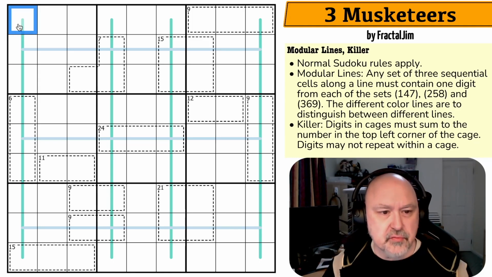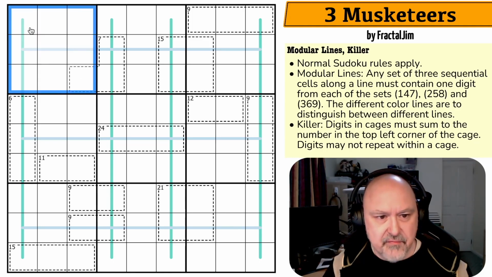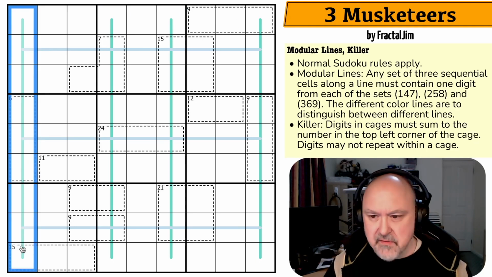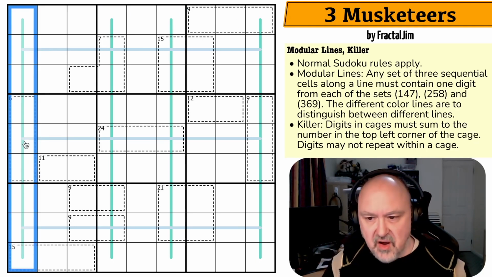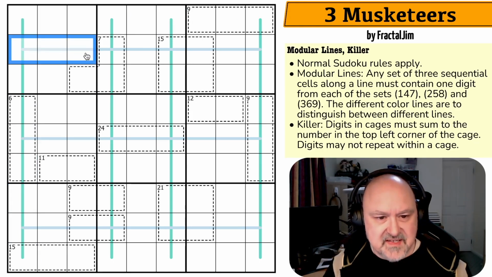We have normal Sudoku rules apply. So in every box, in every row, and in every column, we have to place the digits 1 to 9 without repetition. We have modular lines, and the way that modular lines work is that any set of 3 sequential cells along a line must contain one digit from each of the sets 1, 4, 7, 2, 5, 8, and 3, 6, 9. So on these 3 cells, there'll be one digit from 1, 4, 7, one digit from 2, 5, 8, and one from 3, 6, 9.